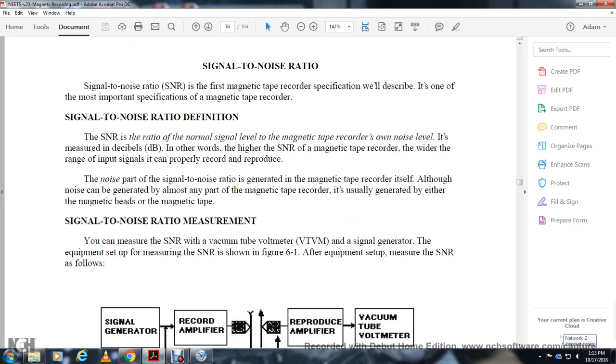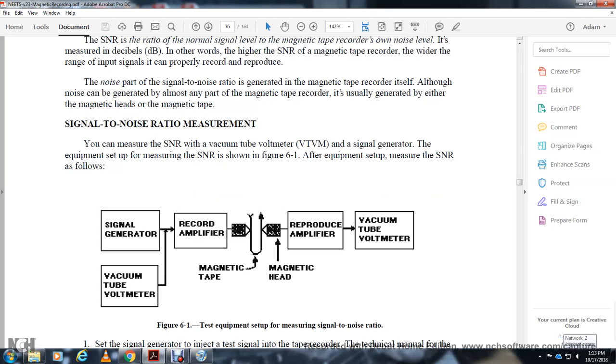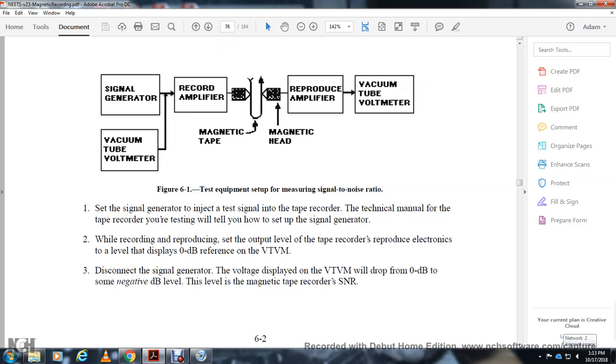You measure the signal noise ratio with a vacuum tube voltmeter and a signal generator. The equipment you use to set up the measurement of the signal noise ratio is shown in Figure 6.1. The setup is a signal generator going to the recording amplifier, the magnetic tape, the magnetic head reproducing through the amplifier to the vacuum tube voltmeter. The signal generator injects a test signal into the tape recorder.